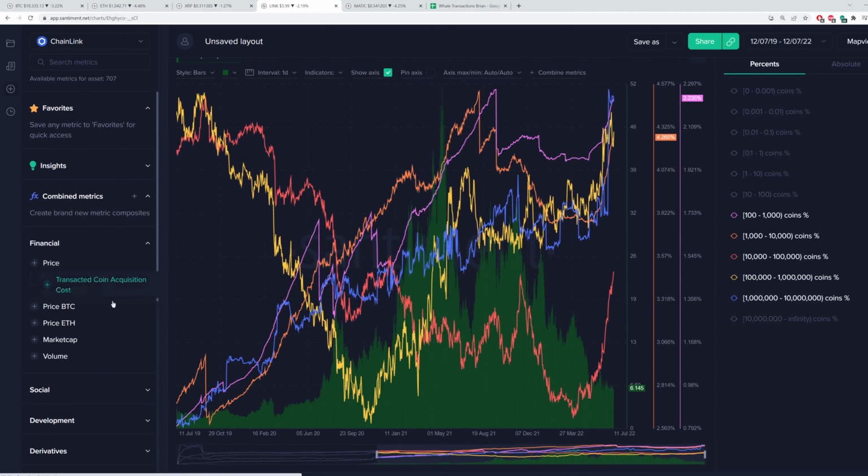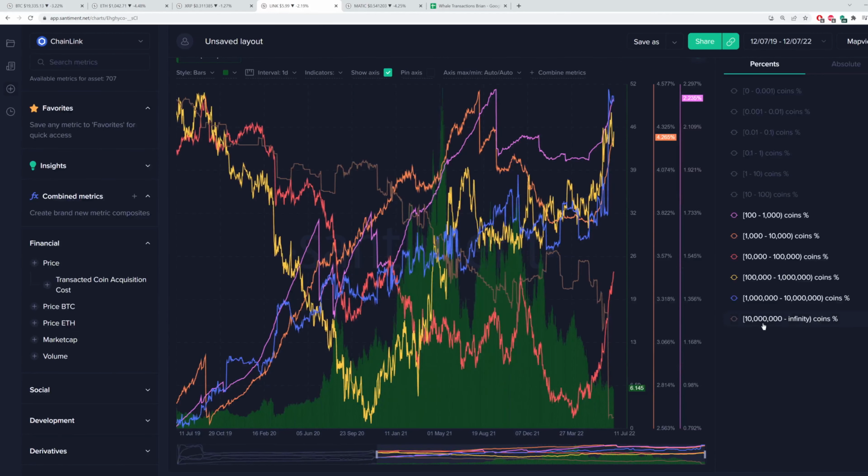And the same goes for the blue line, which is just constantly going up, and the brown line, which is constantly going down, because just like XRP, this is kind of just the distribution tier, which is slowly going down as other tiers accumulate more LINK over time.